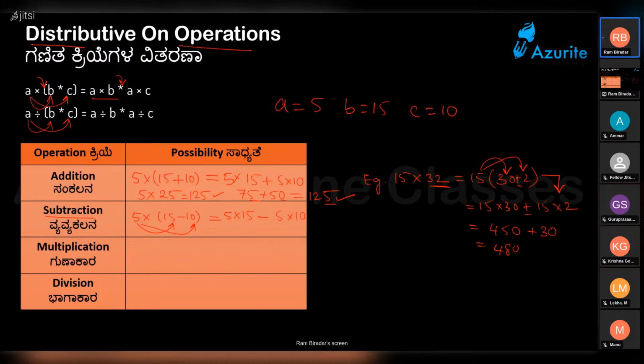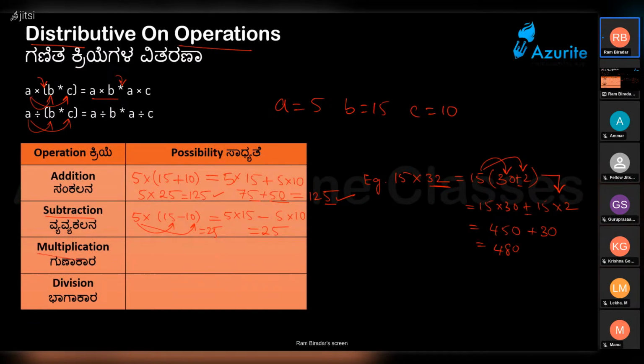You have to find the answer for both of these. First, 15 minus 10 is how much? It will be 5. So 5 into 5 will be 25. So the answer here will be 25. And let us check this. 5 into 15 is 75. We have done it, right? 75 minus here is 50. So 75 minus 50 will be how much? It will also be 25, right? So we can use this to make the questions easy.